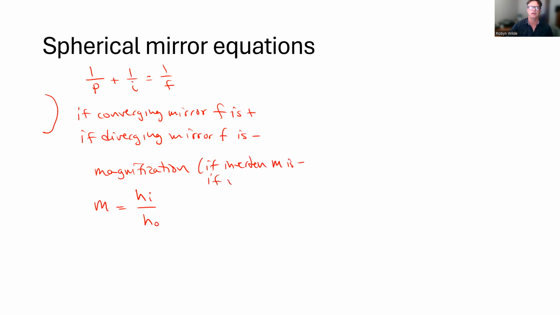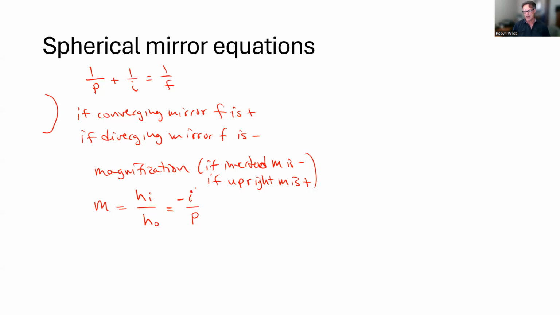If it's upright, M is positive. Now we have one other problem, because it turns out that if you work through all the equations, the ratio is I over P. So the height of the image to the height of the object is the same as the image distance to the object distance, but I need to put a negative sign in front.